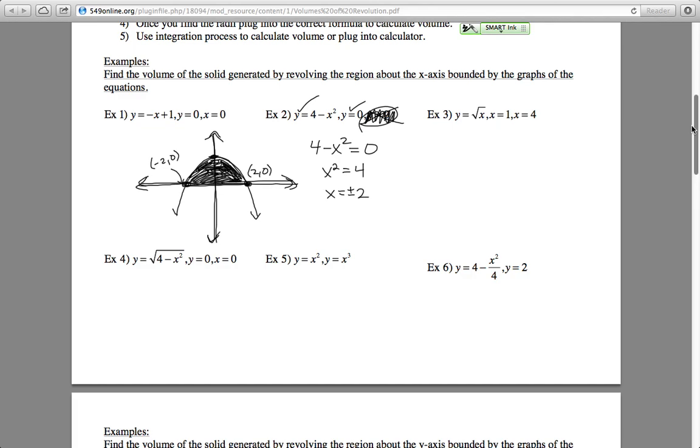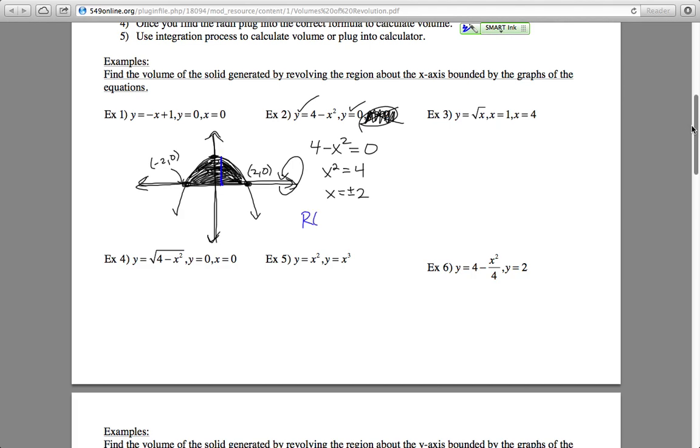Now, let's answer the question. Is it a disc or washer? Yes, because the shaded region completely touches what you're rotating it around. Remember, we're rotating it around the x-axis. The shaded region touches the whole x-axis. There's no gap anywhere. It's completely filled in to the axis of revolution. Here's my radius. It's always measured from the axis of revolution to the function. So there's my radius in blue.